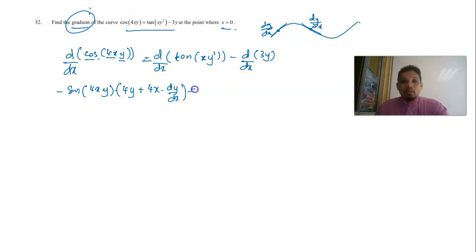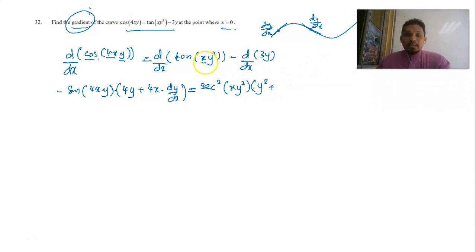Equals the derivative of tangent, secant square xy squared, multiplied with the derivative of x, which is 1, multiplied with y squared, plus x times the derivative of y squared, which comes out with 2y, and because we differentiate y with respect to x, we get dy/dx. And this one here minus 3 dy/dx.